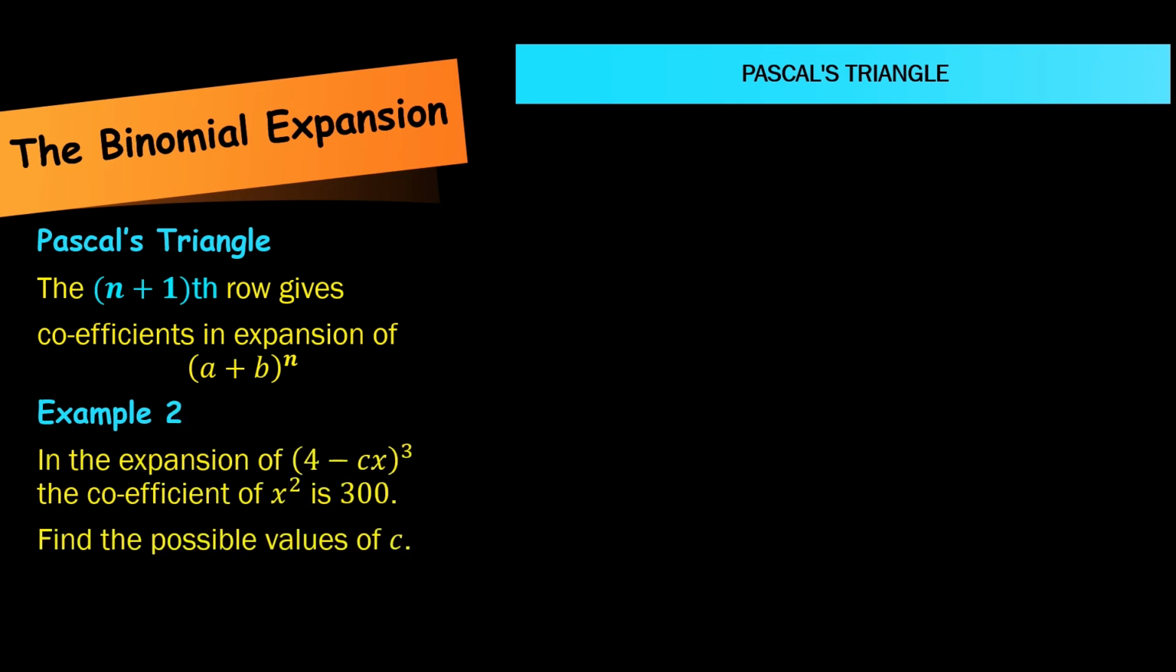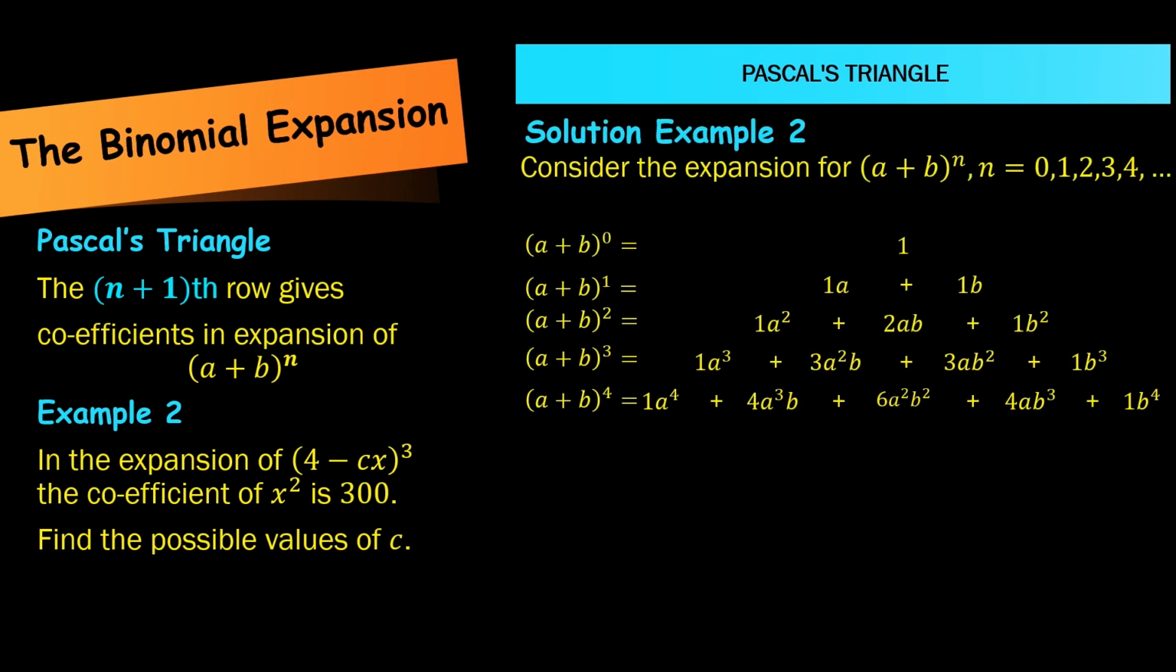Let's have a go at another example. In the expansion of (4 − cx) all raised to the power 3, the coefficient of x squared is 300. Find the possible values of c. Pause the video and have a go. Press play when you're ready to view the solution. So let's solve example 2.